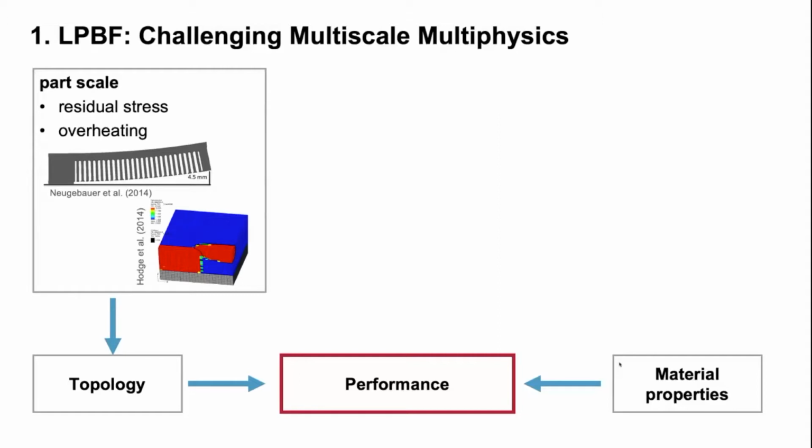We have first of all the part scale shown here. We can study residual stress and overheating. This is an example for residual stress formation. We see a deflection here, which is caused by residual stress, residual distortion. This is of course undesired, so it has an effect on the topology. Another effect on topology is overheating.